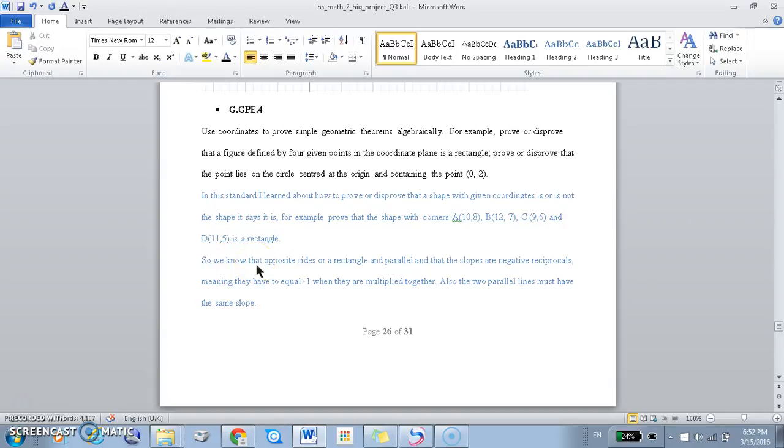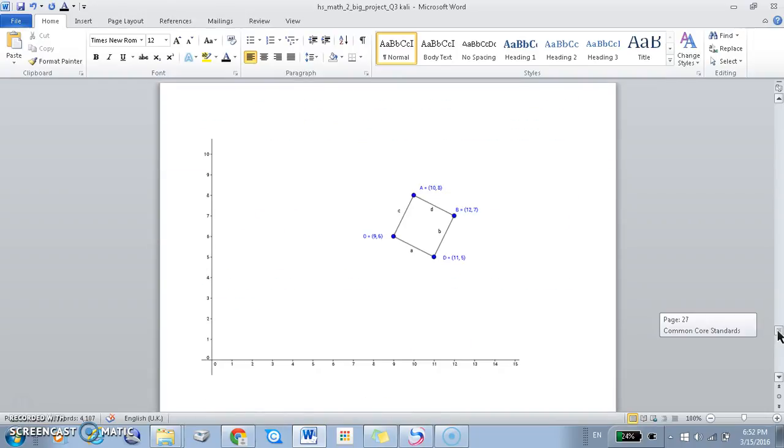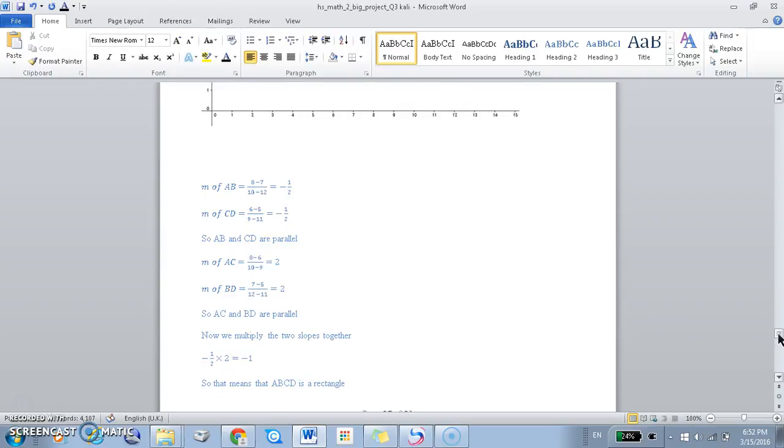So we know that the opposite sides of a rectangle are parallel and that the slopes have to be negative reciprocals, meaning they have to equal -1 when they're multiplied together. Also, the two parallel lines must have the same slope. So here is my rectangle, or I have to prove that it is.